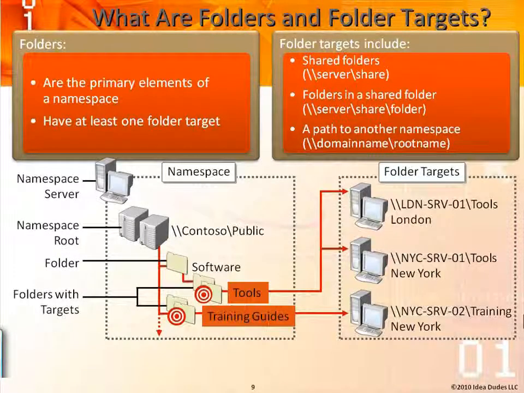So here's an example. We have a namespace root, which is Contoso public. We have software, that is our folder. And then we have folder targets of tools and training guides. And these are actually located on the New York tools and also New York server 02 training. And then London, we have tools over here also. So these are what the folder targets are.